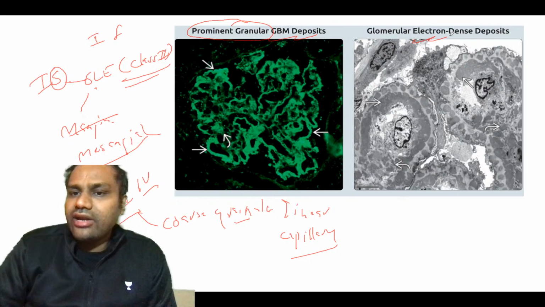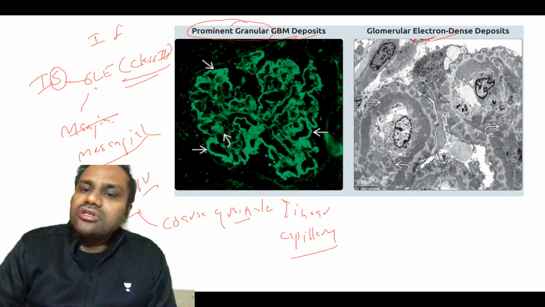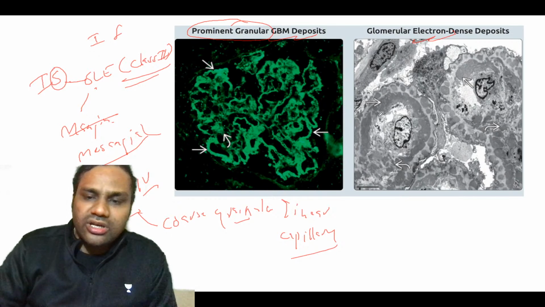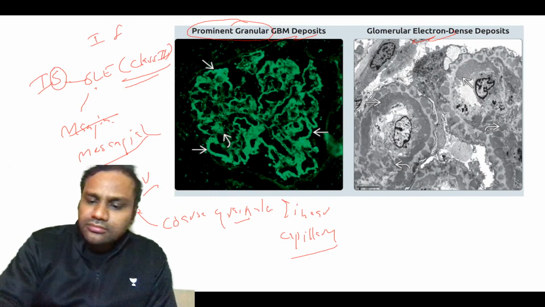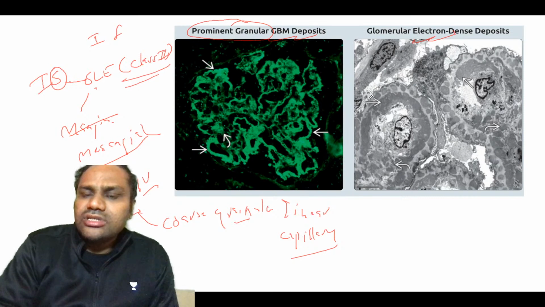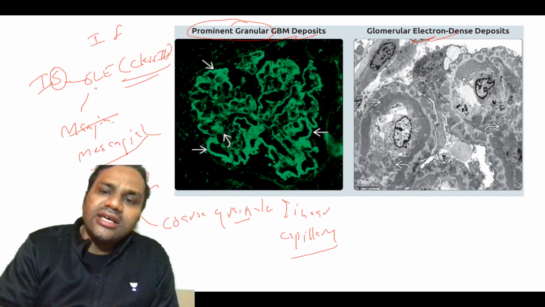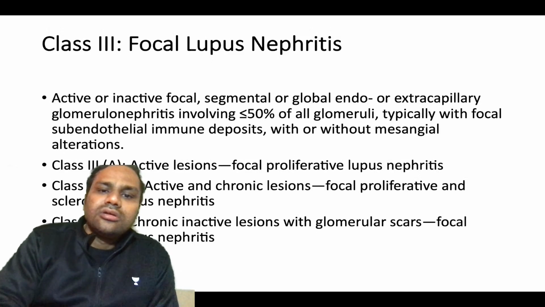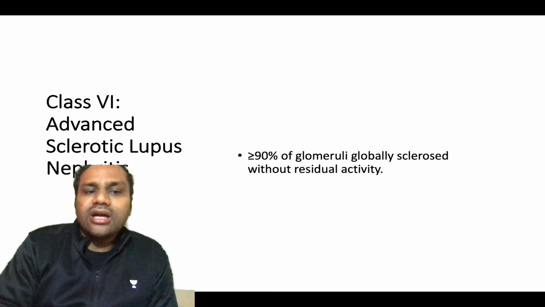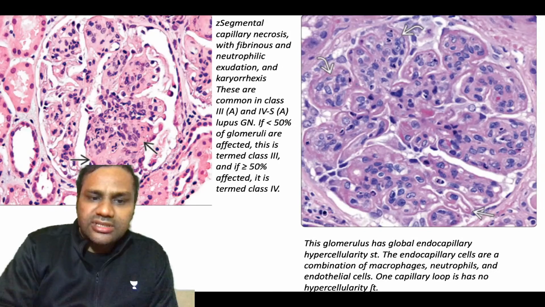Granular electron dense deposits. Where are the granular electron dense deposits? They are subendothelial deposits. Subendothelial deposits are seen in class 3 and 4. So these are some of the important things about the different classes of lupus nephritis.